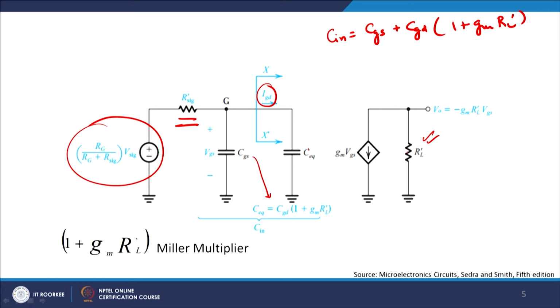This is the RL' which you get, and this is the MOS device equivalent circuit, and this is my final output voltage, given by minus gm RL' Vgs. Negative sign because it is phase shifted by 180 degrees, and therefore you will always have a negative sign attached to it. With this knowledge, let me plot for you the function which we have just now derived.